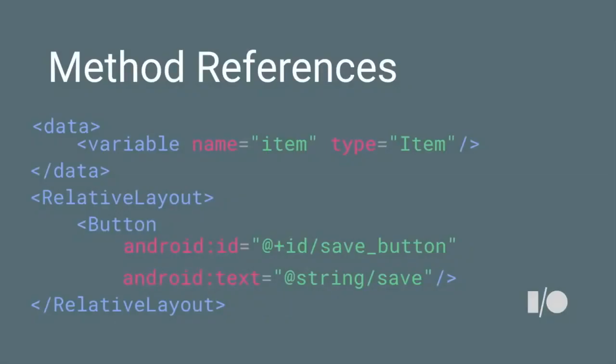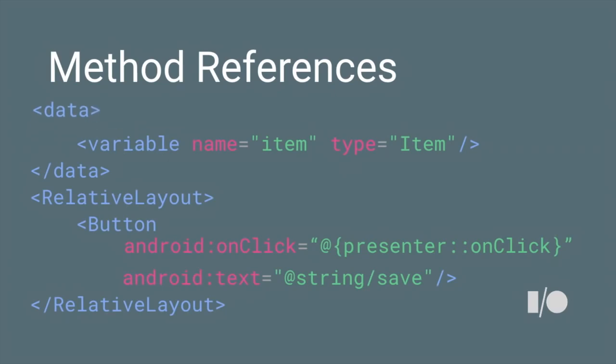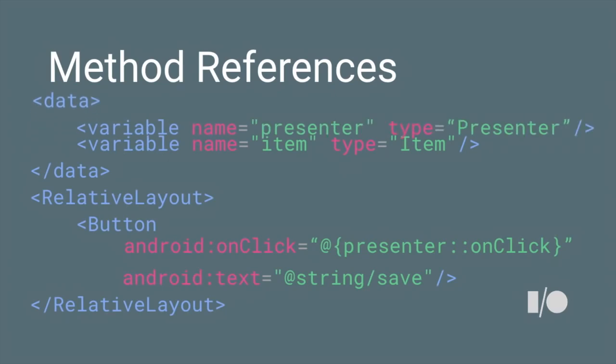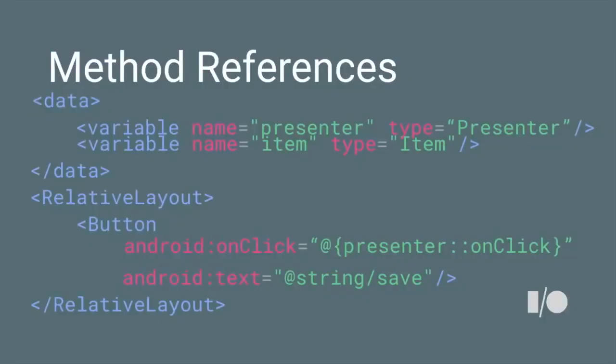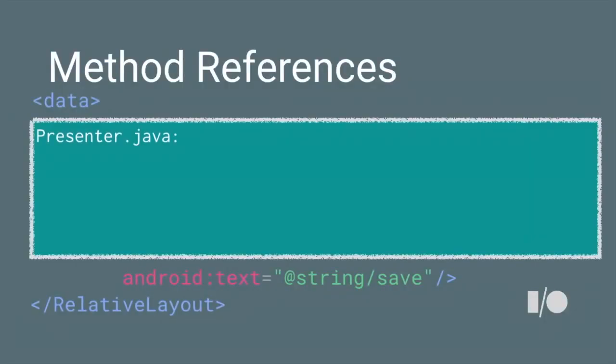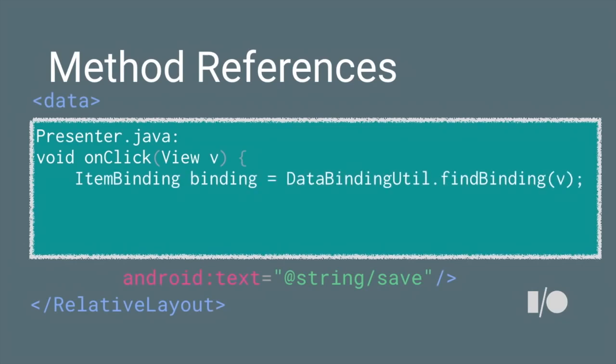We introduced method references so that you can say, hey, when we know onClick is an event, so where does presenter come from? There's actually another variable you declare, so there's still no magic. It's not like the onClick event you have in the activity, in the framework. So in the presenter, what you would do is, so we'll automatically call this method. You will receive the view because the onClick listener receives the view. You will get the binding.